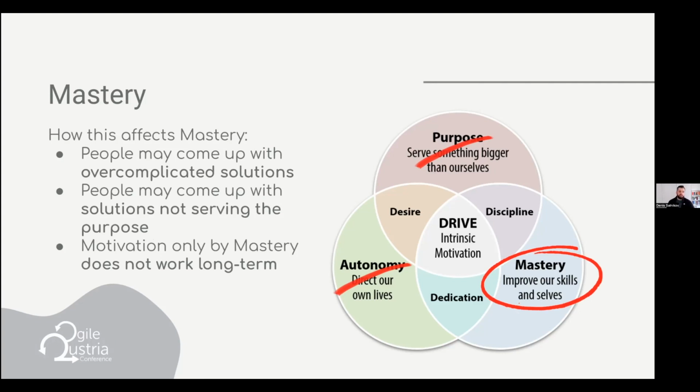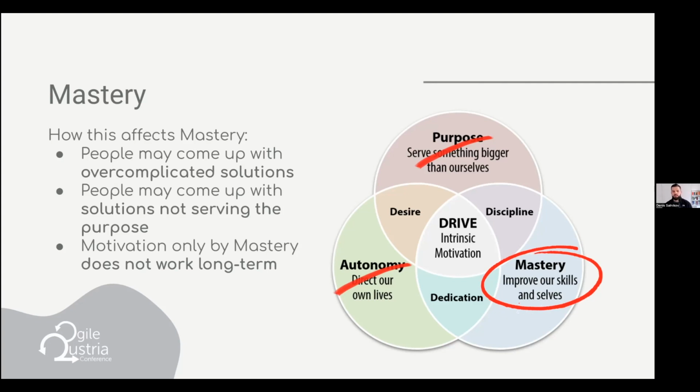I'm not saying that this will occur in 10 situations out of 10, but what I've seen in my experience is that quite often leaving people out of autonomy and purpose makes them hypercompensate with mastery. And usually when we talk about software development, we're talking about technical mastery. So first of all, people may start coming up with overcomplicated solutions. I usually call it CV-driven design or resume-driven design, when people introduce some fancy technologies or tooling only to put it later on their CV and stand out on the market.